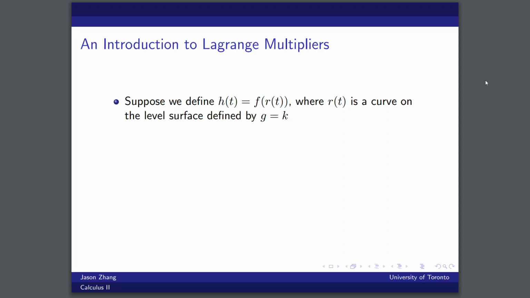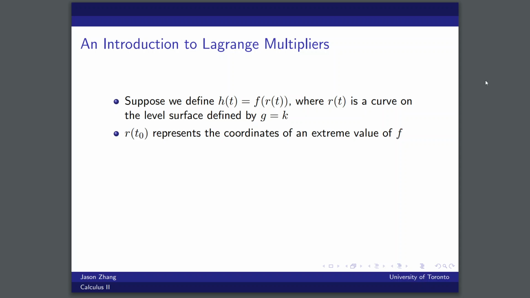So suppose we define h of t is equal to f of r of t, where r of t is a parametric curve on the level surface defined by g equals k. So we can use r of t naught to represent the coordinates of an extreme value of f. And if we take the derivative of h, we'll see that h prime of t naught should be equal to 0, because it's an extreme value. So the derivative should be equal to 0.